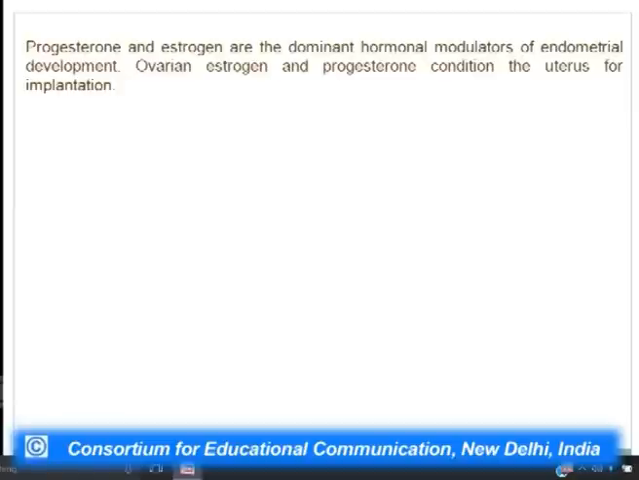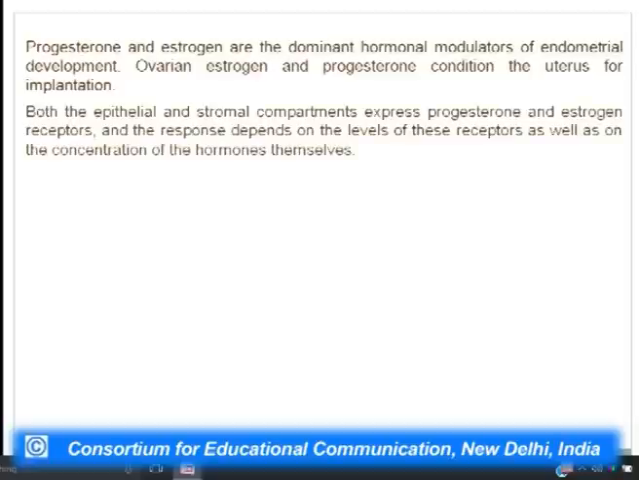So, progesterone and estrogen are the dominant hormone modulators of endometrial development. Ovarian estrogen and progesterone condition the uterus for implantation, such as thickening the uterine wall. Both the epithelial and stromal compartments express progesterone and estrogen receptors, and the response depends on the levels of these receptors as well as on the concentration of the hormones themselves. So, the concentration of these hormones depends upon the state of the body, and moreover the concentration of the receptors of progesterone and estrogen is also dynamic. So, based upon the concentration of both of these, the epithelial and stromal components are going to change.